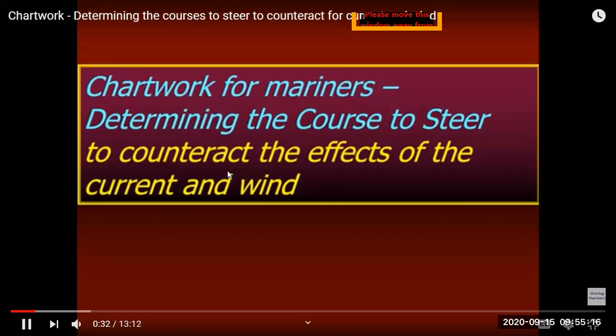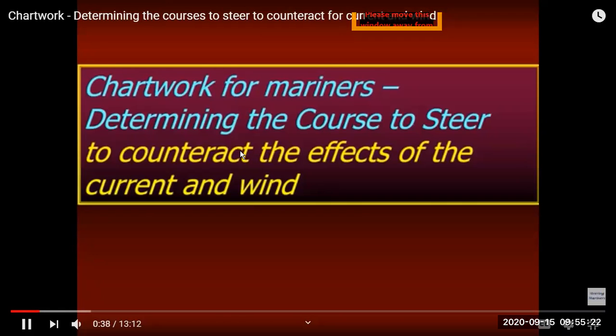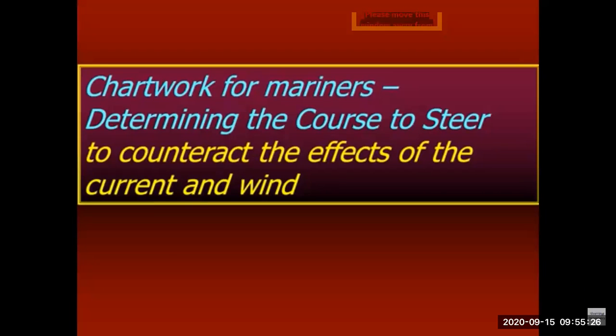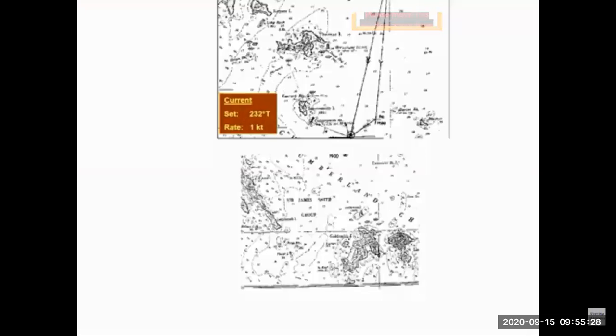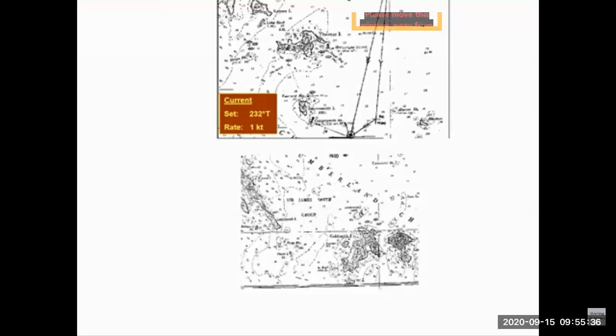So we are seeing the chart work for determining the course to steer to counteract the effects of current and wind. That is your counteracting method. So in the counteracting method, course made good is given, and we have to find the course to steer, and we apply the current in the starting initial position.